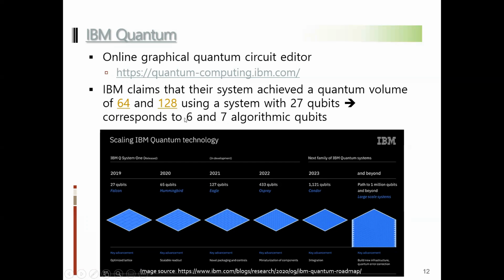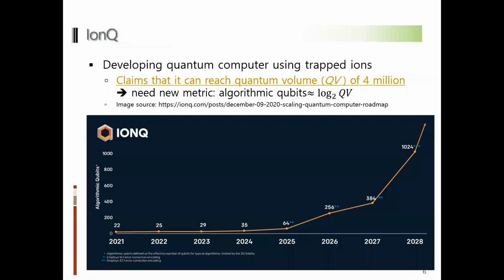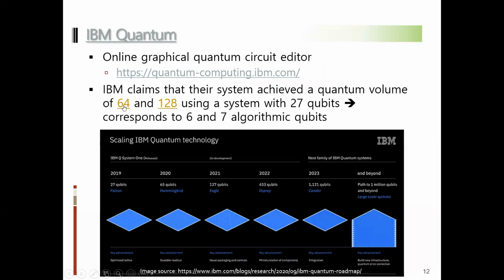If we convert this quantum volume back to the algorithmic qubit, which was explained by the IonQ formula, then their corresponding quantum volume is only 64 or 128, which was the result of last December. One thing I want to point out here is that the number of qubits is not a good metric to represent the performance of the system.